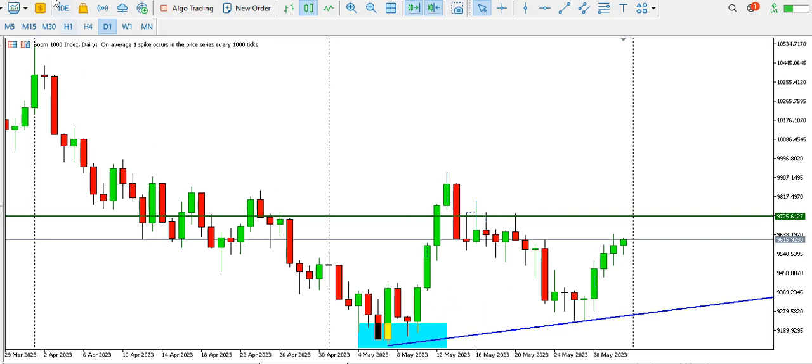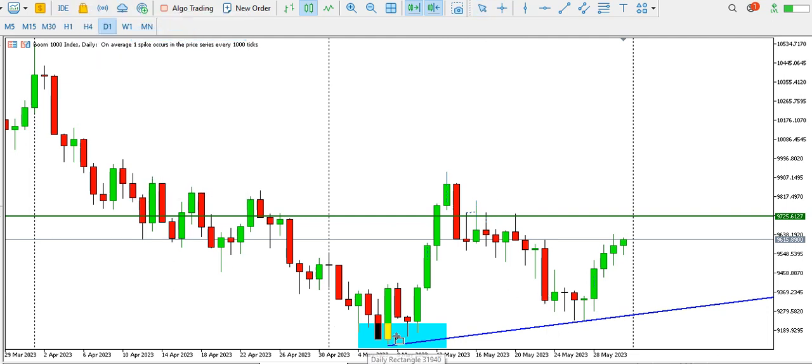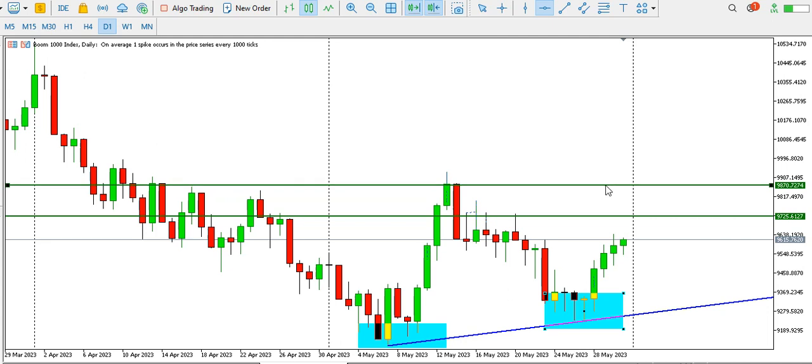On the daily time frame, I can see that the price of boom 1000 index has formed the bottom around here, and we have another bottom around here. With what I'm looking at, this price is trying to push to the resistance area around here, but before it gets to the 9870 level, I expect price to get to the 9725 level first.